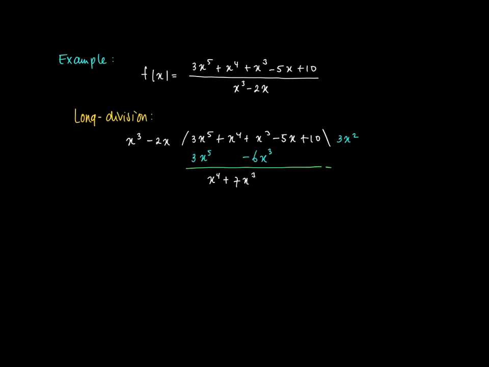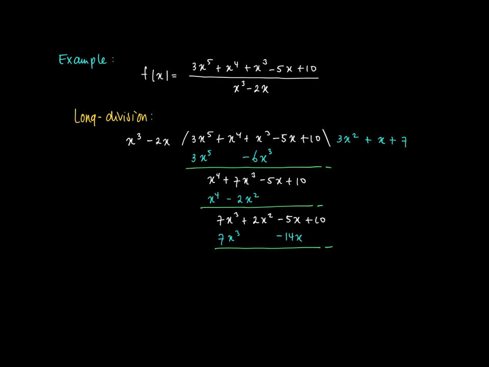Well, the remainder has lower degree, since we cancel out the x to the power 5, and we get a polynomial of degree 4. Well, here we have a polynomial of degree 3, so this fits x times inside this expression. So we get x to the power 4 minus 2x squared, since this is x times this one. Again, we take a difference, and we obtain 7x to the power 3 plus 2x squared minus 5x plus 10. Now, how often does x to the power 3 fit in 7x to the power 3? Well, indeed, 7 times. So we now subtract 7 times x to the power 3 minus 14x, which equals 7 times this expression. Taking differences, we end up with a quadratic function, or polynomial of degree 2, 2x squared plus 9x plus 10.